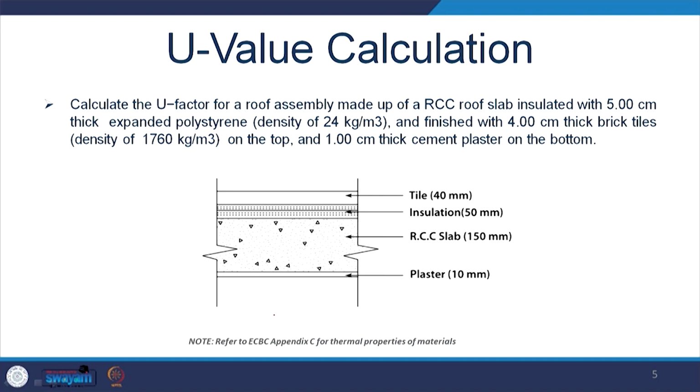What we have to do is calculate the U factor for a roof assembly, which is made up of mainly an RCC slab, which is 150 mm thick. It has an insulation of 5 centimeter, 50 mm, on top of it, which is expanded polystyrene XPS, and then on top of it we have tiles which are 40 mm thick, and at the bottom on the inside it has a plaster which is 10 mm thick. So we have to calculate the collective U value for this roof assembly.